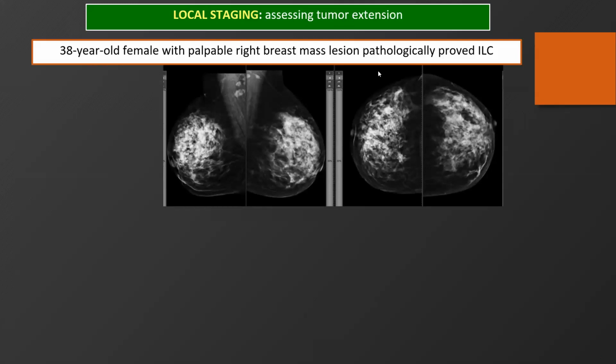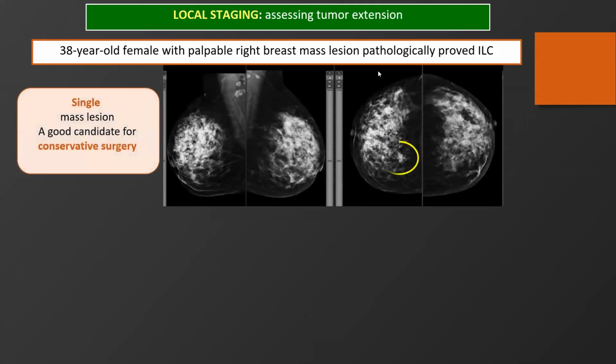Okay, Rasha. This is a 38-year-old female with a palpable right breast mass lesion, which was pathologically proved as invasive lobular carcinoma. And the mammogram revealed this single mass lesion. So, according to this mammogram, this patient is a good candidate for conservative surgery. Do you agree? No, I disagree with you, Dr. Never in such a type of breast would I depend, even on the ultrasound, I would not depend.